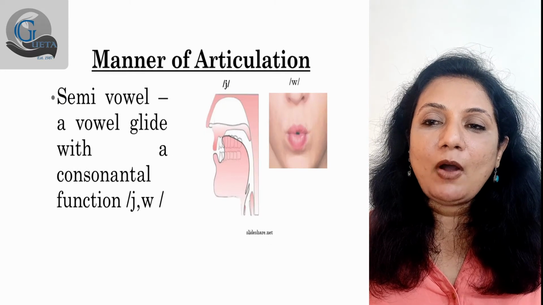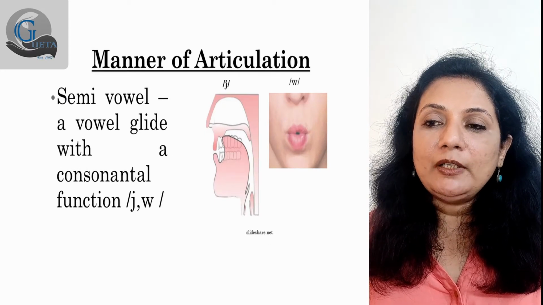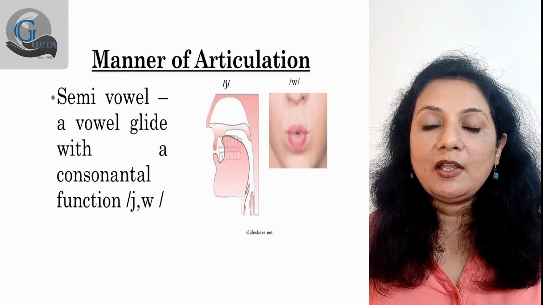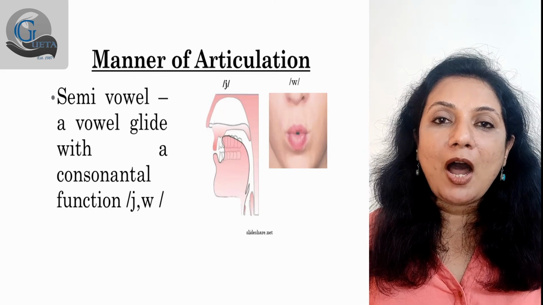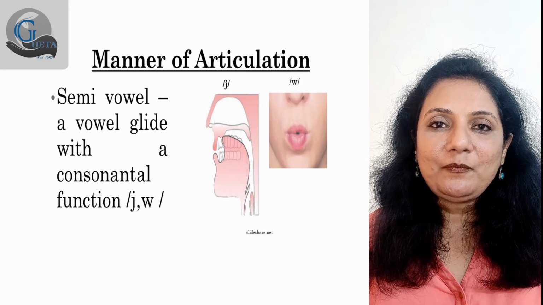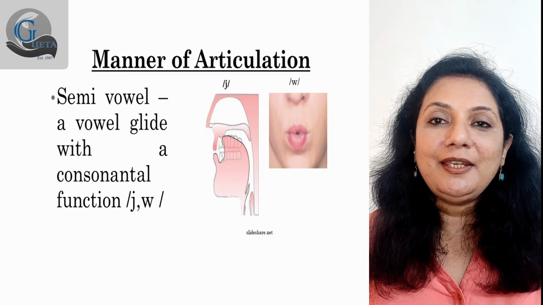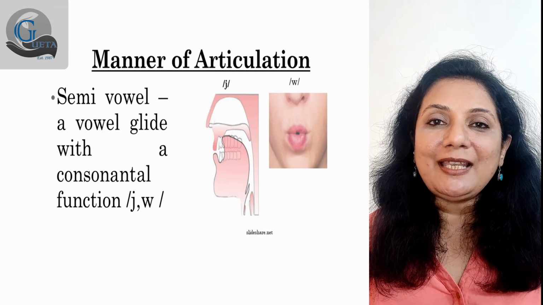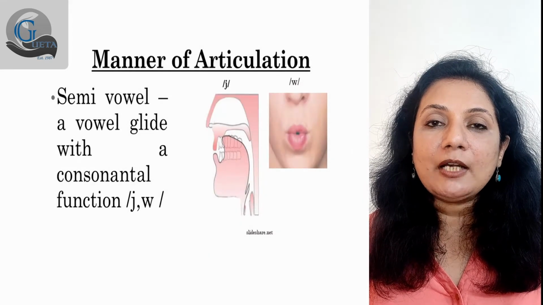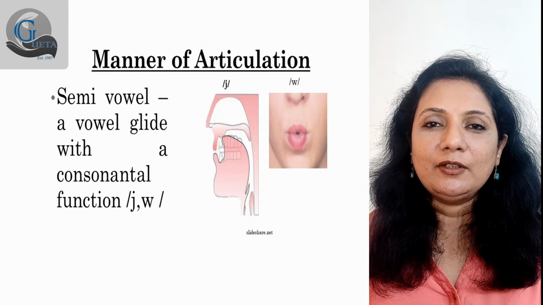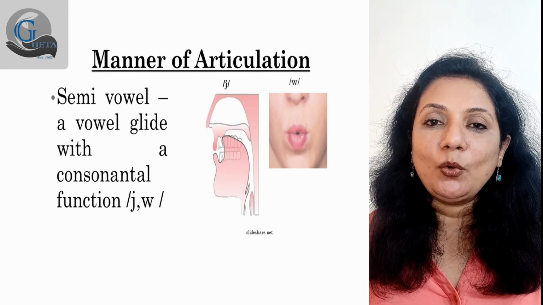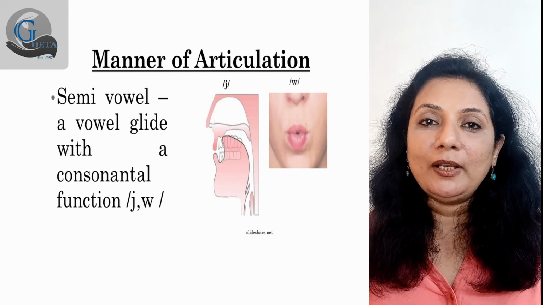Then semi-vowel. Semi-vowel is a vowel glide with a consonantal function, which means that there is a vowel but it ends up with a consonant in the sounds like year. So you begin with E and then end up with ya. Ear. So you start with slightly U and then there is V sound that is heard. Wa. So that is known as a semi-vowel.